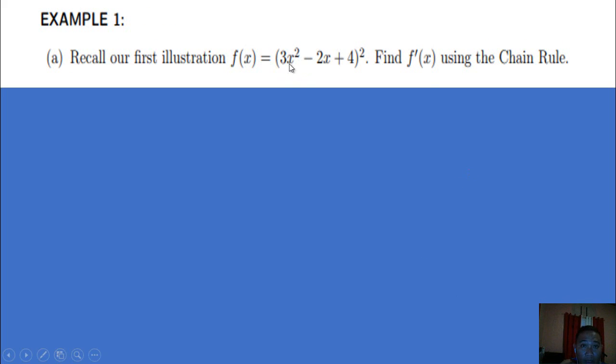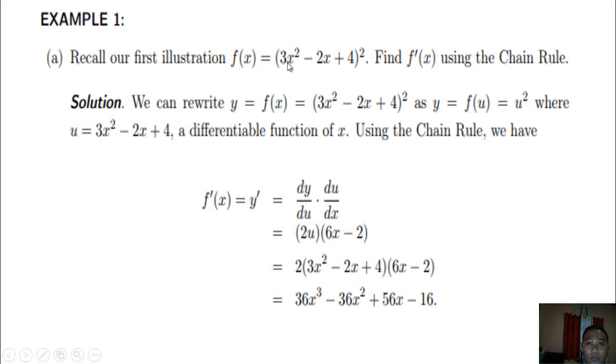Example, this one. Let u be 3x squared minus 2x plus 4. So, it becomes u squared. And we know that u is equal to 3x squared minus 2x plus 4. What is written there is dy du, that means the derivative in terms of u, which is 2u. And du dx, that means in terms of x, defined as a function of u. So, you have 3x squared minus 2x plus 4. What is its derivative? 6x minus 2. There it is. Then, we have 2u times 6x minus 2. We know that u is equivalent to 3x squared minus 2x plus 4.